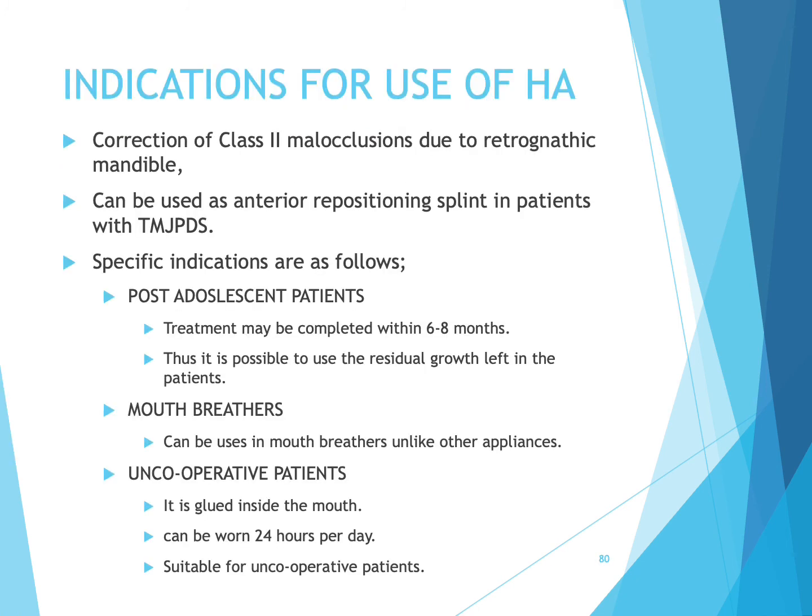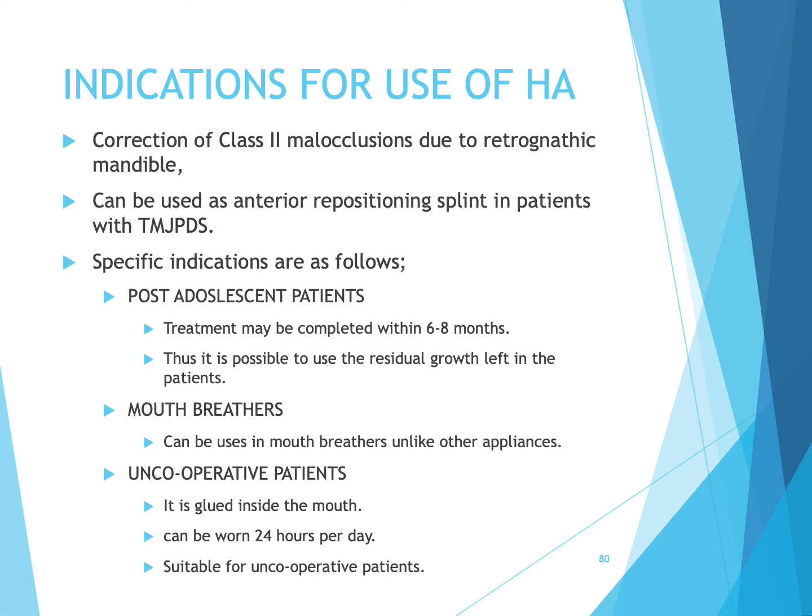Indication for use of the Herbst appliance. The Herbst appliance is indicated in the correction of class 2 malocclusion due to a retrognathic mandible. It can be used as an anterior repositioning splint in patients having temporomandibular joint disorder. The following are the specific indications of the Herbst appliance.